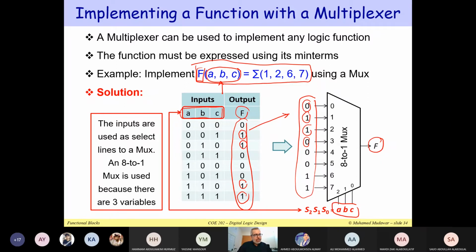Now, is this efficient, to use an 8-to-1 multiplexer to implement a function of 3 variables? Well, the cost will be high. What do you think? Not efficient. It can be done like this, but it is not efficient. So can I implement it using a smaller multiplexer?